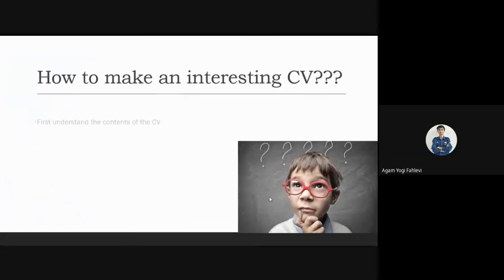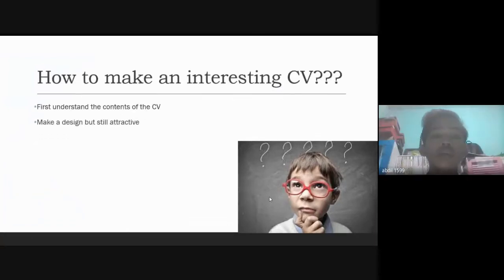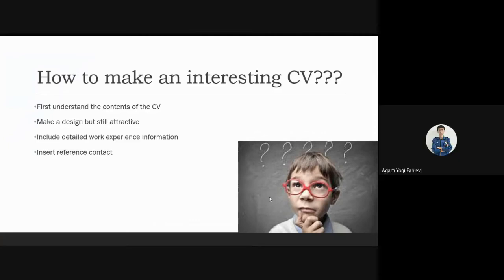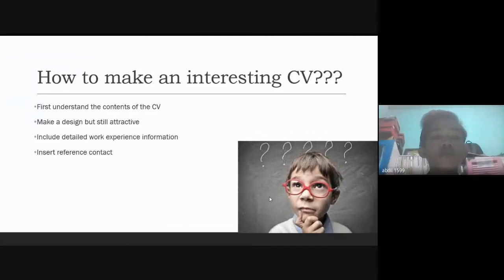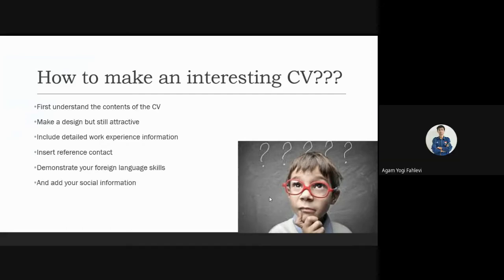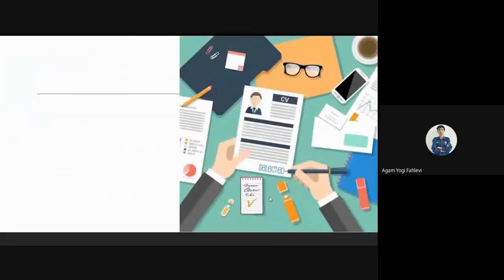Next, how to make an interesting CV? First, understand the contents of the CV. Number two, not a design but still attractive. Number three, include detailed work experience information. Number four, insert reference contact. Number five, demonstrate your language skills and add your social information.